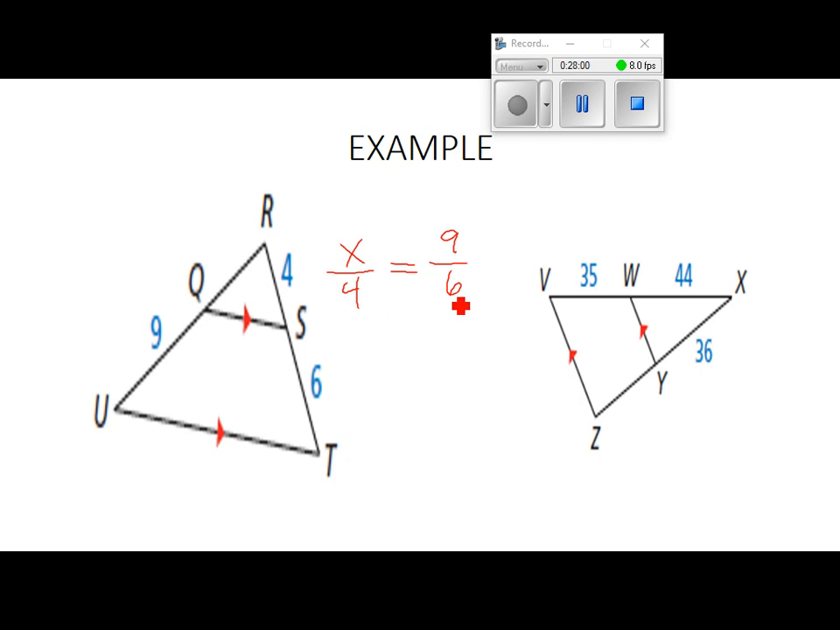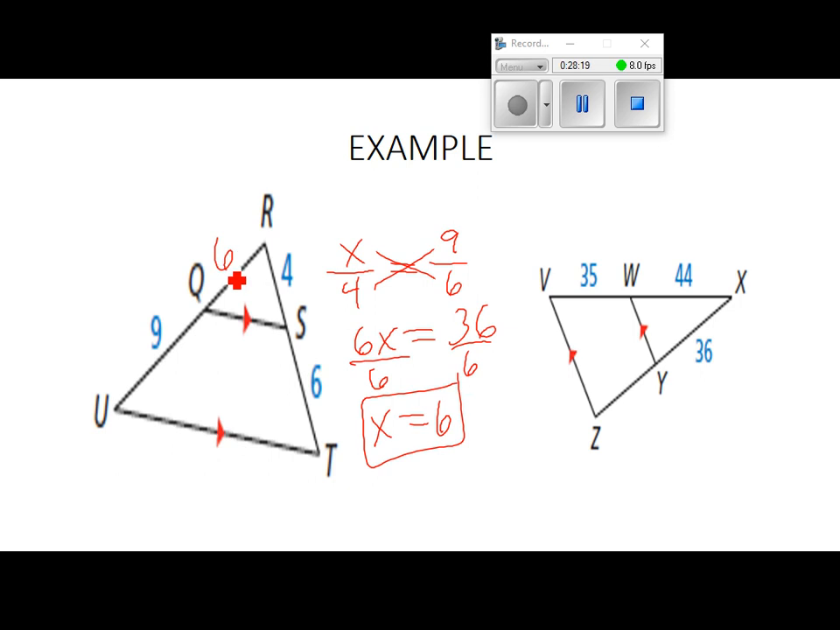We cross multiply. Cross multiply this way, what do you get? 6x. Now the other way. 36. Divide by 6, what's x end up being? 6. So that part right there is 6. How long is segment RU? 15.